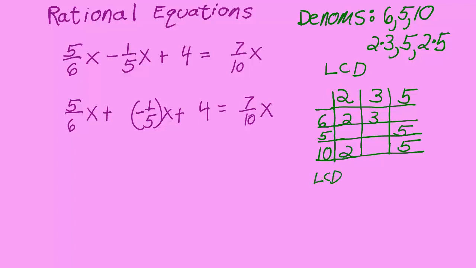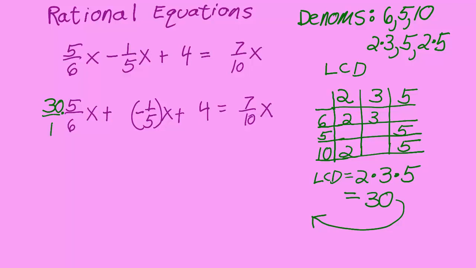What this tells me is that my lowest common denominator is going to have a 2, a 3, and a 5 in it, which is 30. And it is true that the three denominators, 6, 5, and 10, will all go evenly into 30. So, I'm going to multiply every term by 30. If the term has a fraction in it, I'll multiply by 30 over 1. And if the term is not a fraction, I'll multiply by 30.